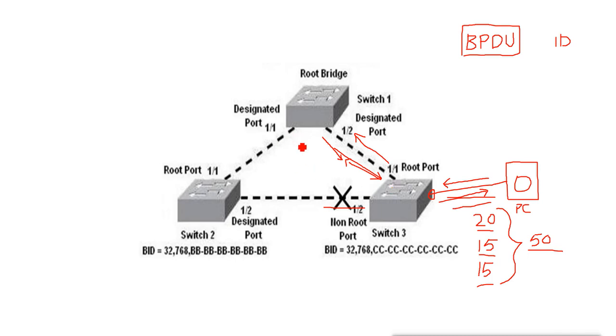They will do the election first, an election to select the root bridge. The root bridge is selected with the help of the bridge ID or switch ID they are getting from the BPDU. In the BPDUs, the switch adds its own bridge ID. So with the help of the bridge ID, they will do the election to select the root bridge.